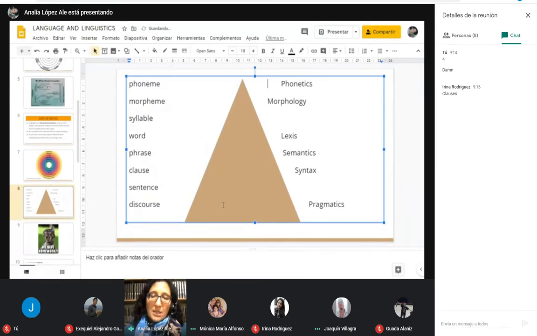Ok, lo vamos a poner así en degradé. No encontré un dibujito, dije, bueno, lo vamos a armar con los chicos.